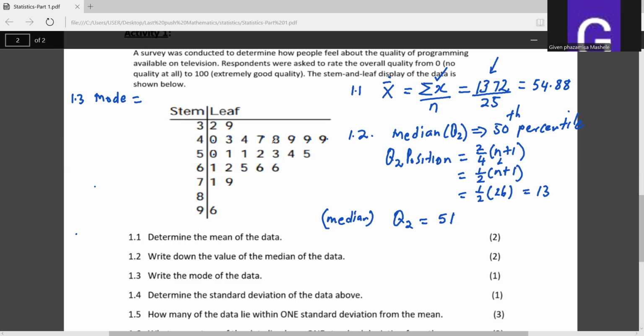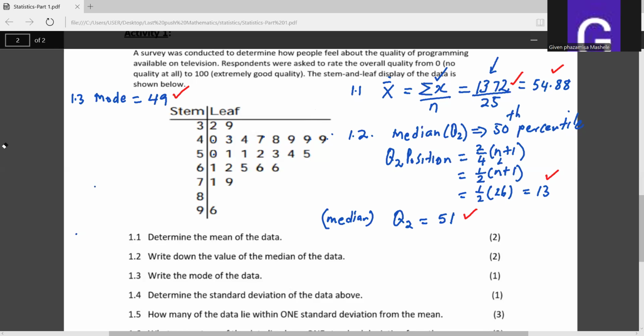When you look here, we only have one number that occurs more frequently than the others, which is actually 49. It's repeating 3 times, as compared to 66, which is repeating twice. 51 is repeating twice. So this is the mode here, it's 49. The mode is 49. I believe you guys are following. This is an example of an ungrouped data.